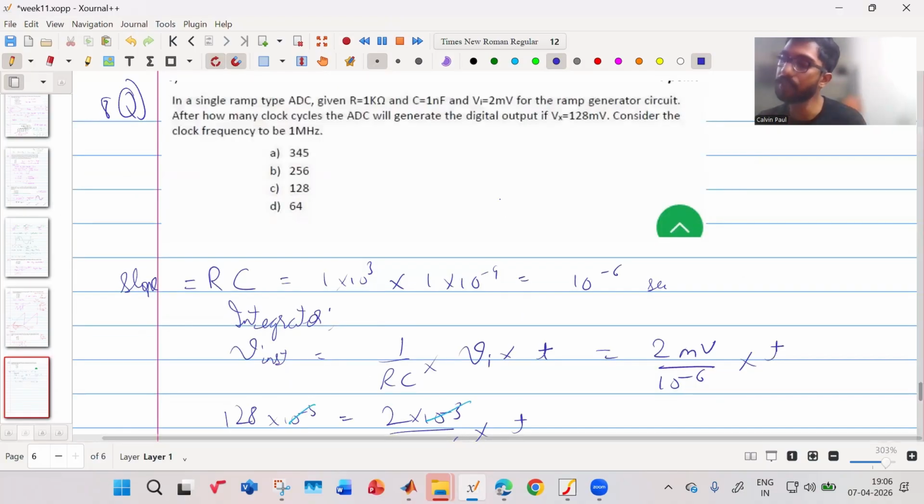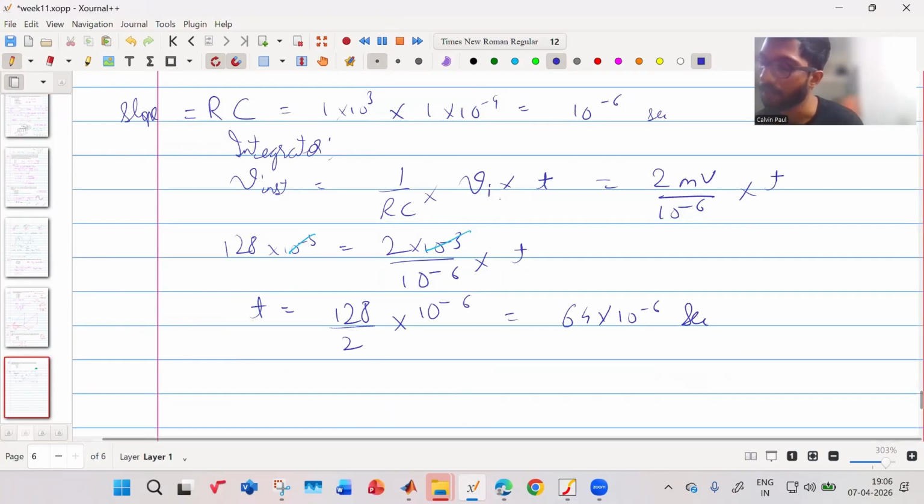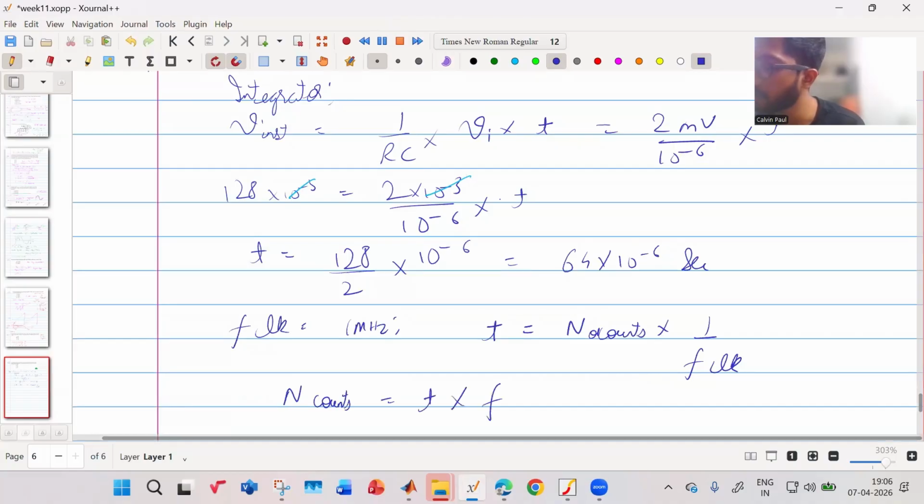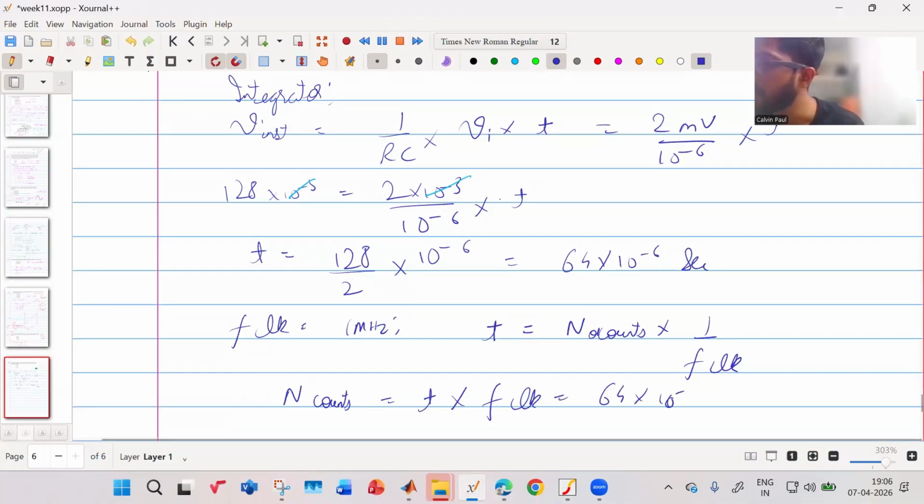Then they're saying the clock frequency is 1 megahertz. F clock is 1 megahertz. So this time required is the number of counts into 1 upon your F clock. So you have to find the number of counts, which is equal to T into your F clock. So that is 64 into 10 to the power minus 6 into 10 to the power 6. So that is equal to 64. Okay.